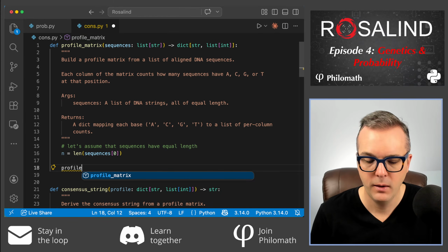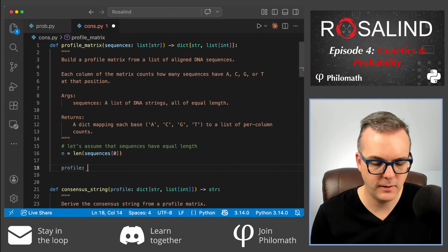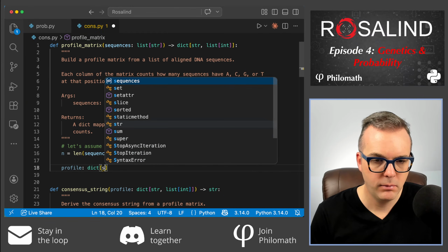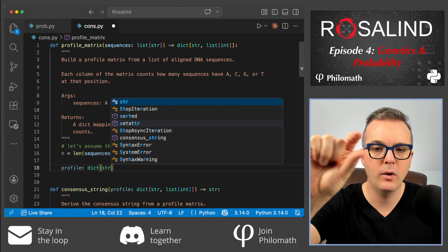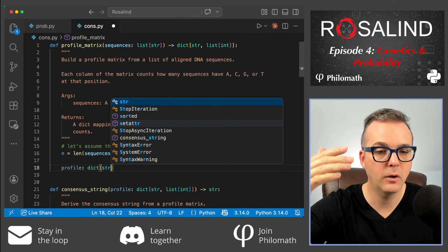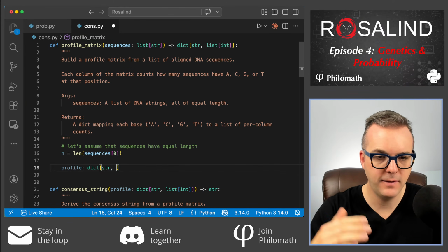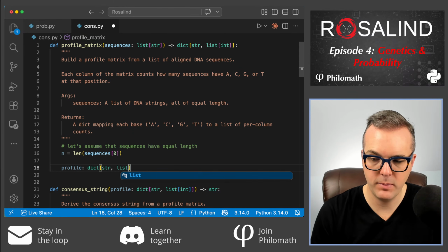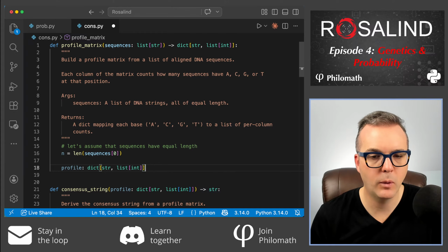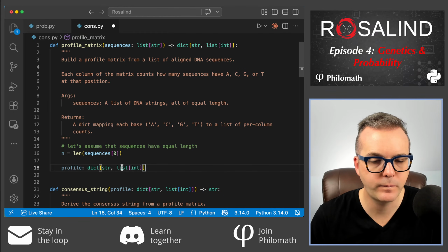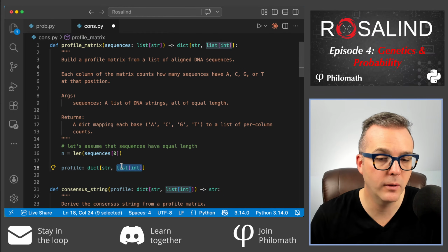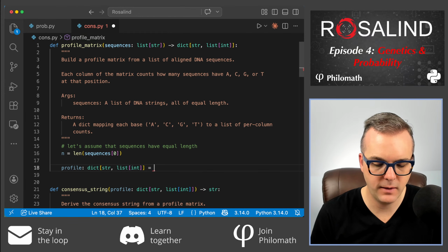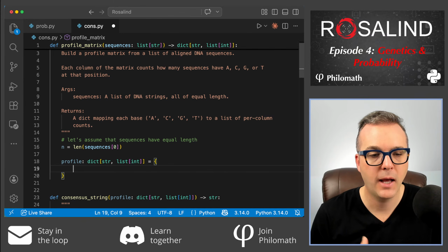And then I'll establish a profile matrix that's going to map strings. So every row of my profile matrix is going to correspond to a letter. So A, C, G, or T. And then the row is going to be a list of integers. So it's always good to think about the types. So the row here is just the number of counts that I see at each column. And then I'll say this is equal to some dictionary. And I can use a dictionary literal.